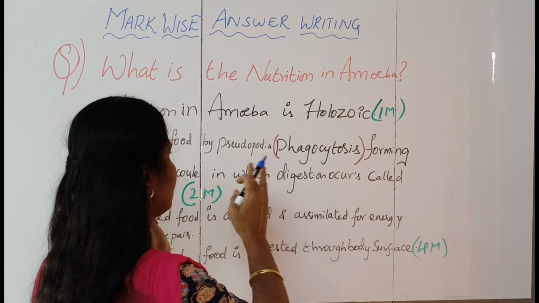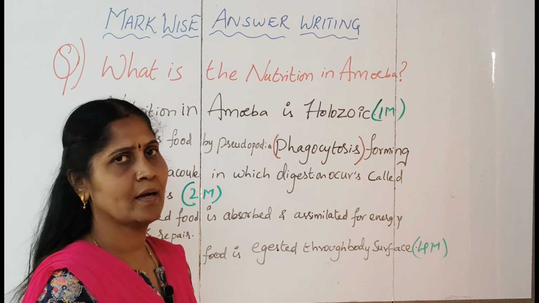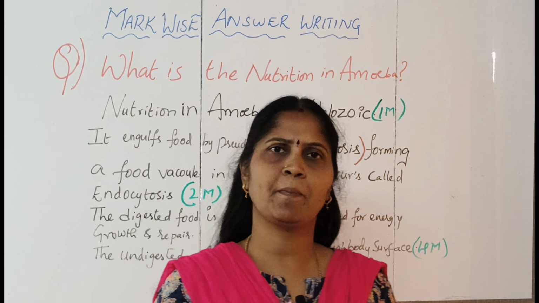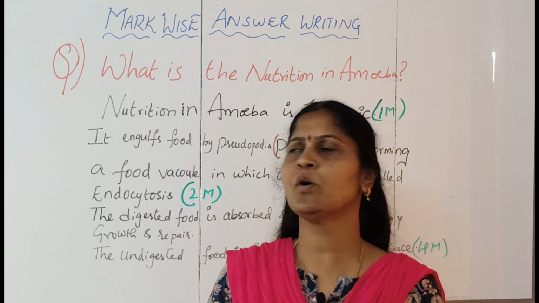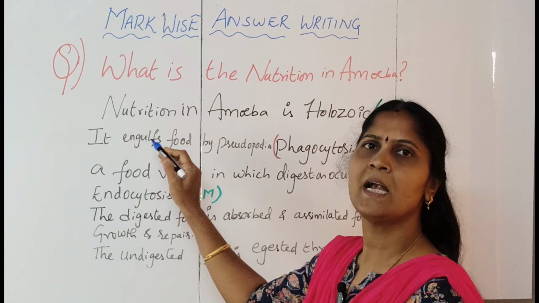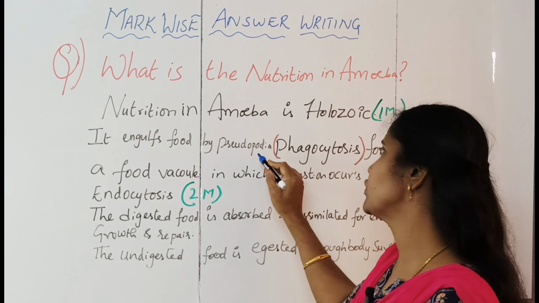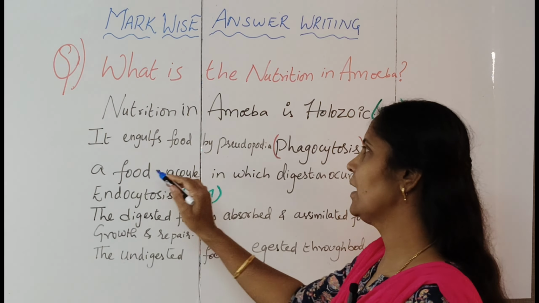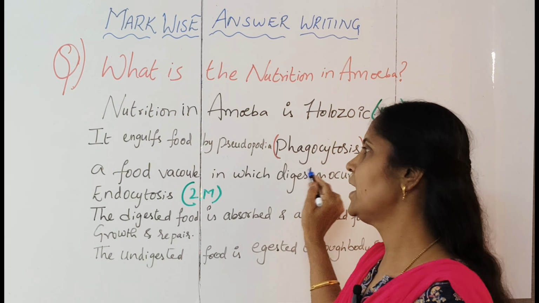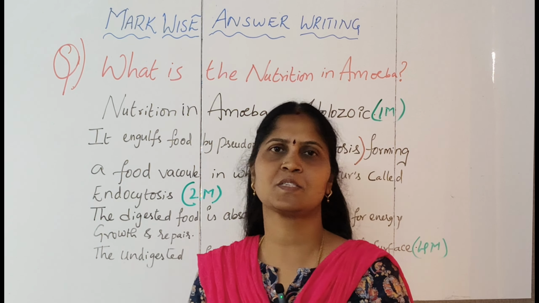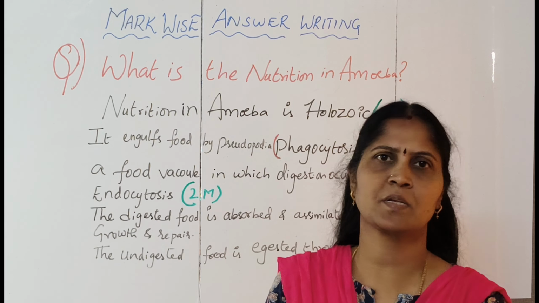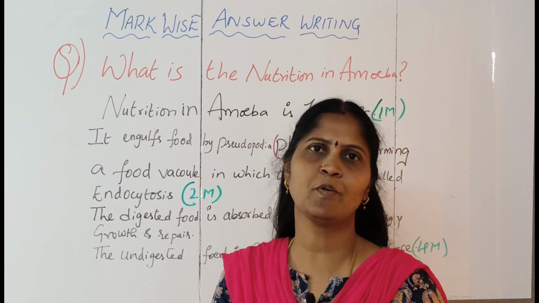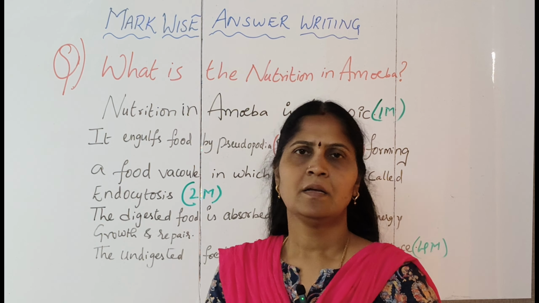Coming to 2 marks, if the same question is asked for 2 marks, you will write the first point saying that the nutrition in amoeba is holozoic. Also, you will write one more point that it will engulf food with the help of pseudopodia, that is phagocytosis, forming a food vacuole in which the digestion will take place, which is called endocytosis. So we have added one more point to the previous point. So this will give you your 2 marks answer.